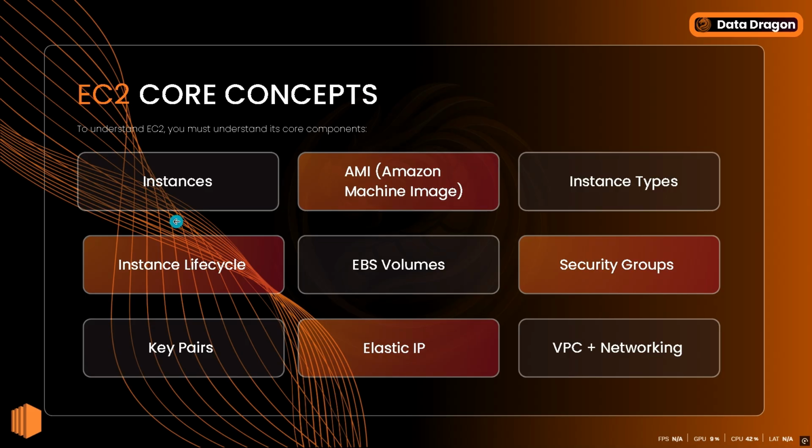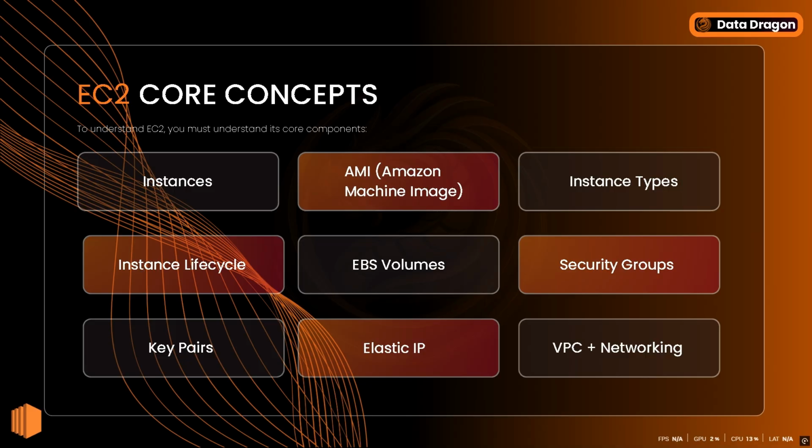Instances are the actual virtual machines. We launch them with the CPU, memory, and OS we choose. Coming to AMIs, these are the templates used to create instances. They define the OS, pre-installed software and configuration, for example Amazon Linux, Ubuntu, or your own custom AMI. Instance types are pre-optimized instances based on our use case, and we also have the instance lifecycle, where instances move through states like pending, running, stopped, and terminated.